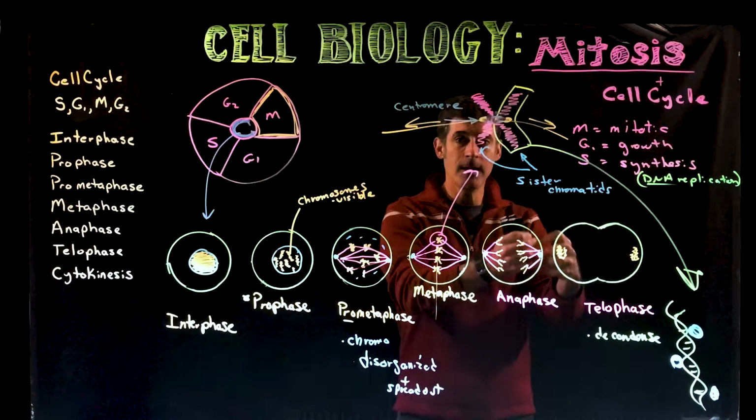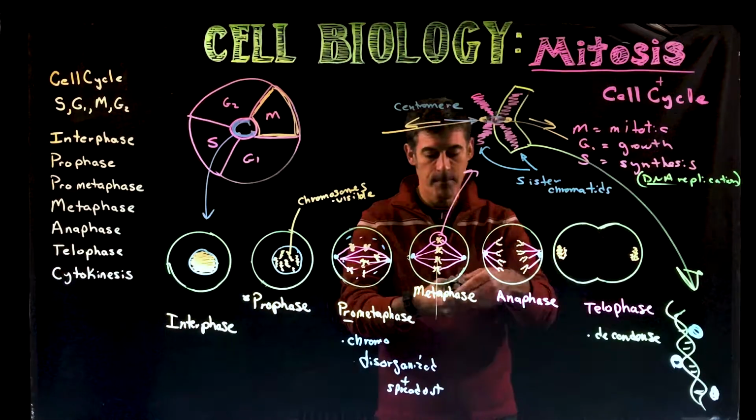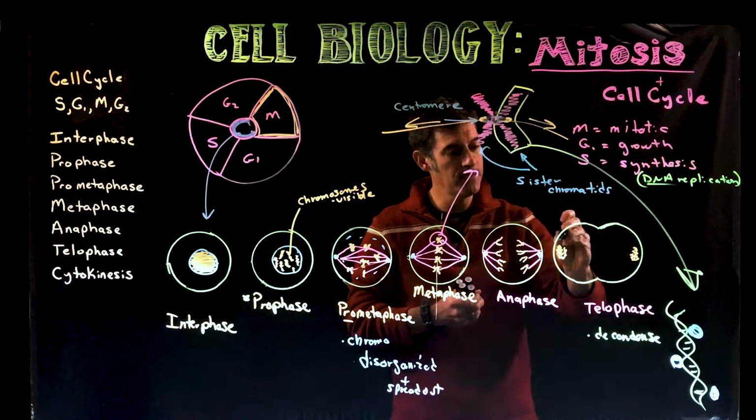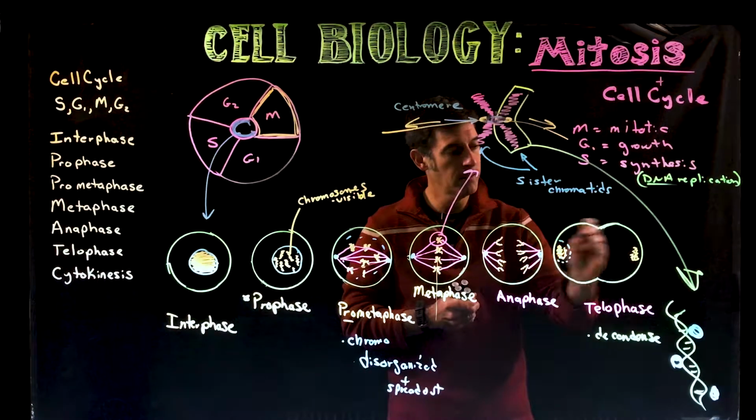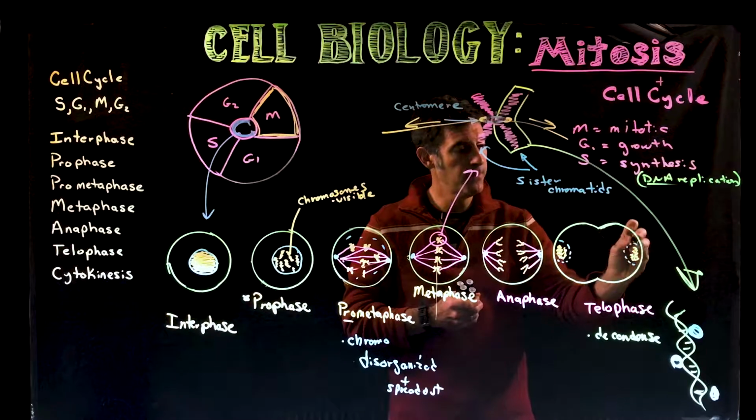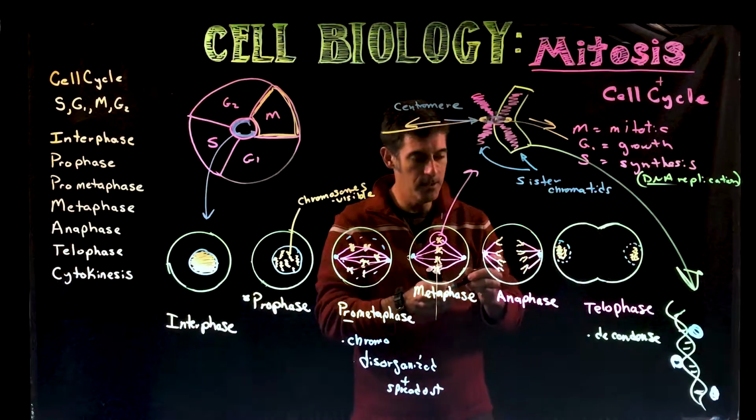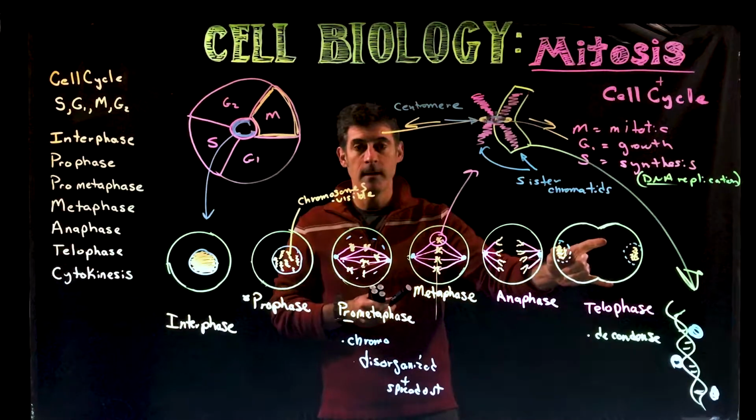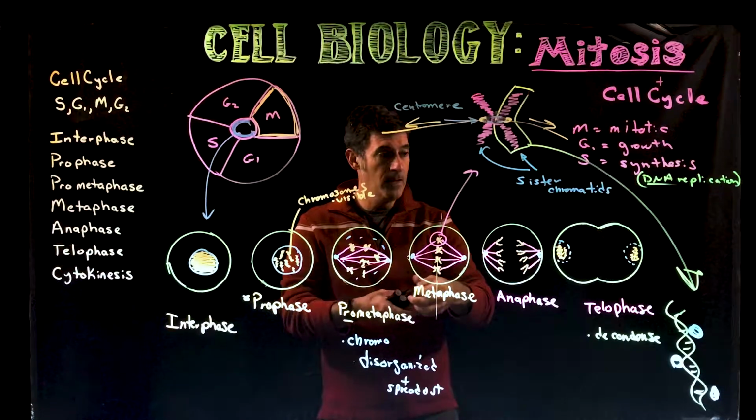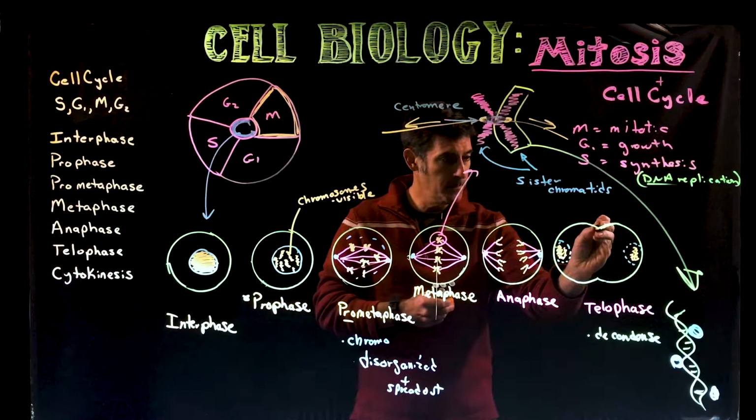But now, as we enter telophase, they start to loosen up again. What also starts to happen during telophase is the nuclear envelope begins to reform. So we now get reformation of the nucleus on each side here. And then we get the cells.